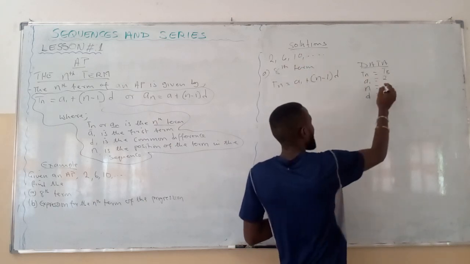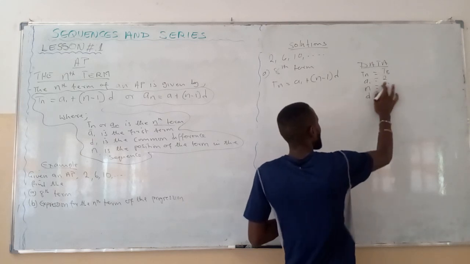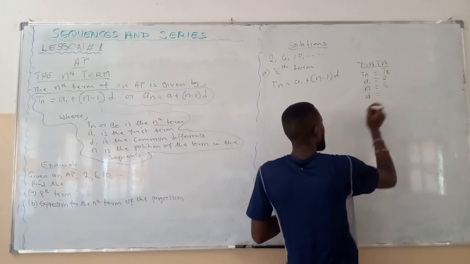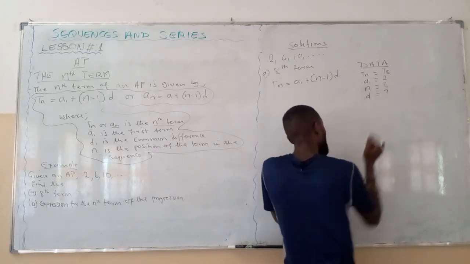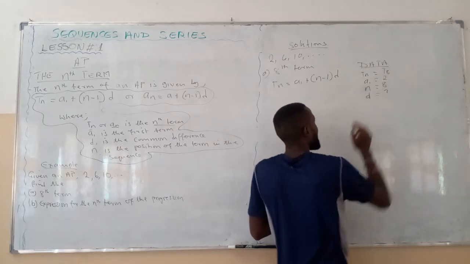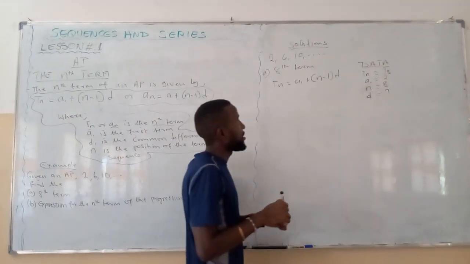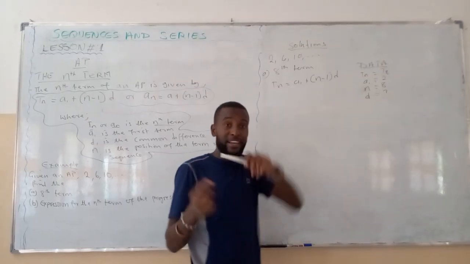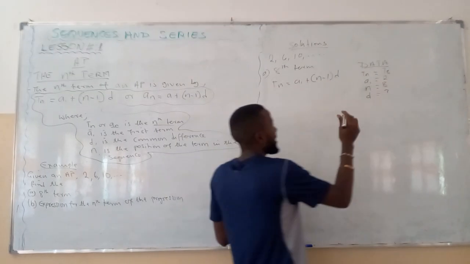It is the 80th term. So I'll write the 8 there. What about my D, common difference? This common difference I don't know. So it simply means I need to find the common difference. The rest of the things have been given, but I don't know the common difference. So how do I find the common difference?